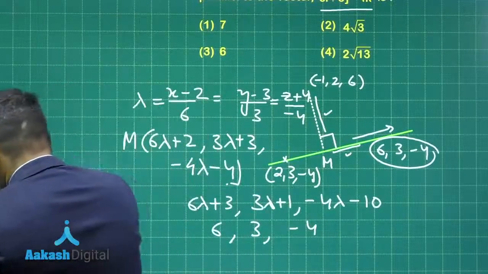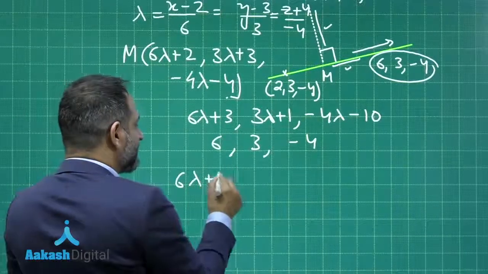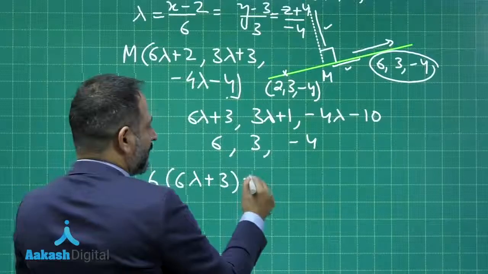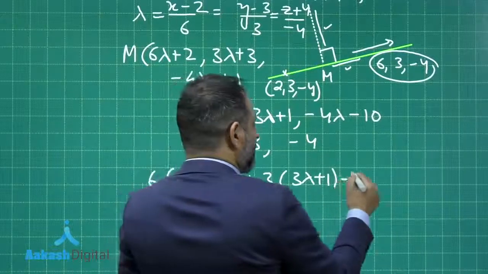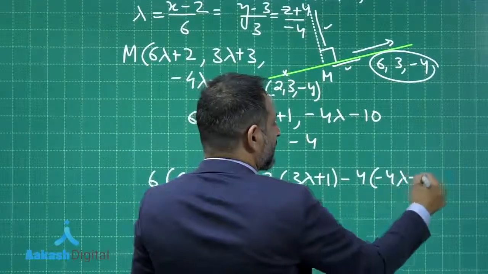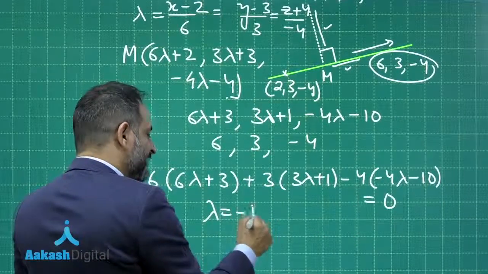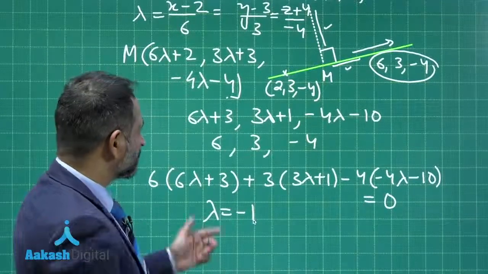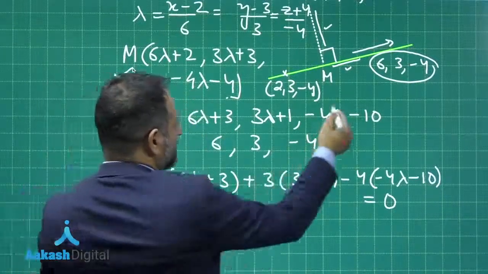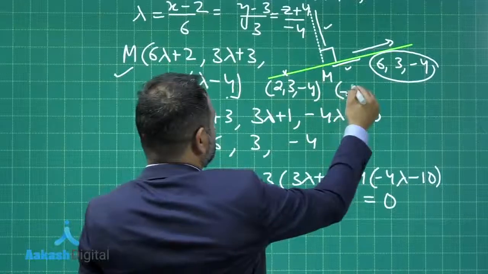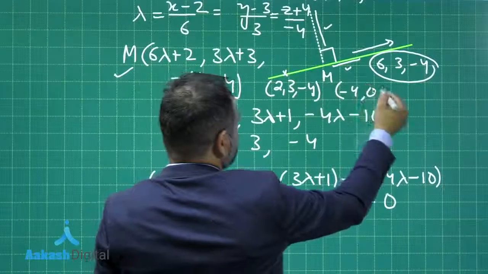So, we know that the dot product of these two is 0. So, (6 lambda plus 3) into 6 plus 3 into (3 lambda plus 1), and again minus 4 into (minus 4 lambda minus 10) is equal to 0. So, if you calculate lambda from here, that will come out to be minus 1. So, if this is minus 1, we have this point M putting lambda equal to minus 1. This point M will be equal to minus 4, 0 and definitely again this will be 0.